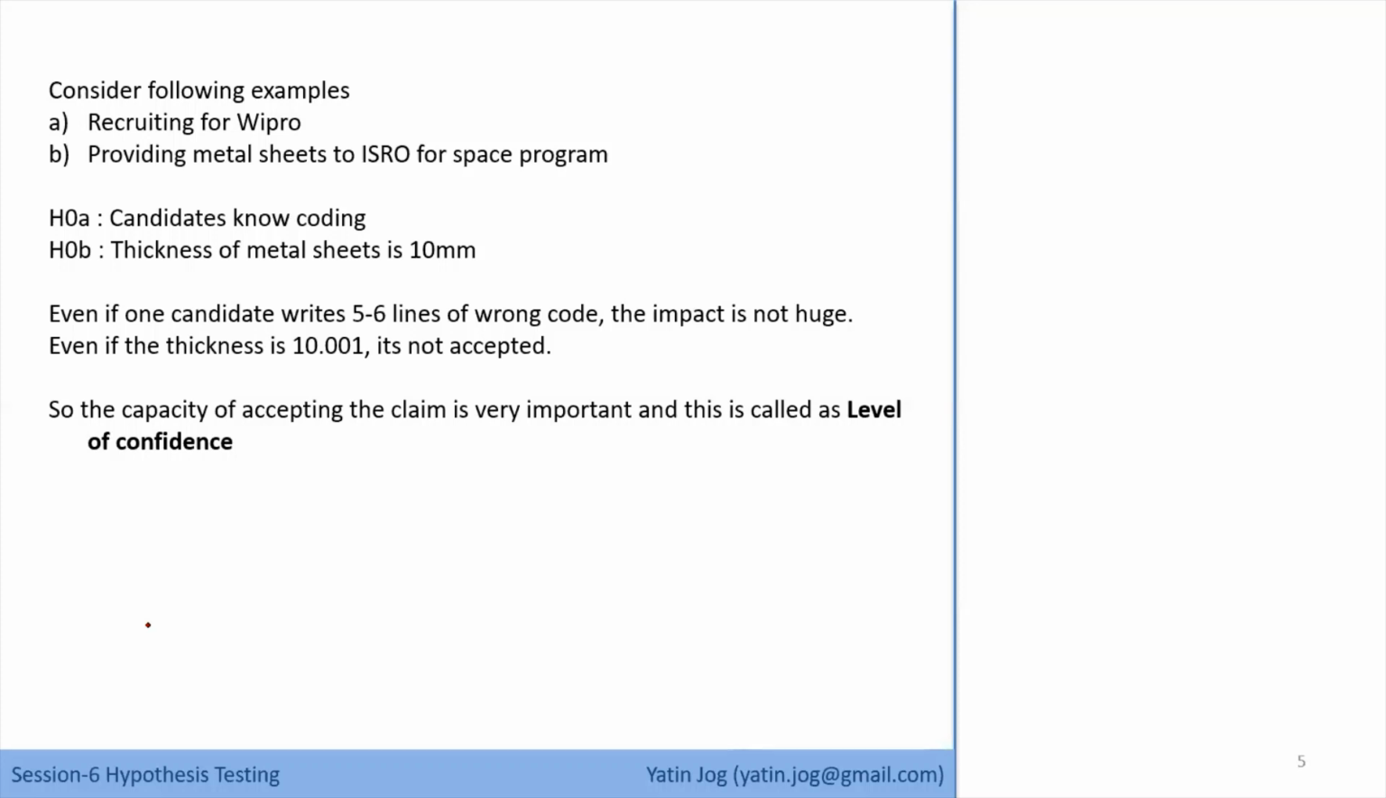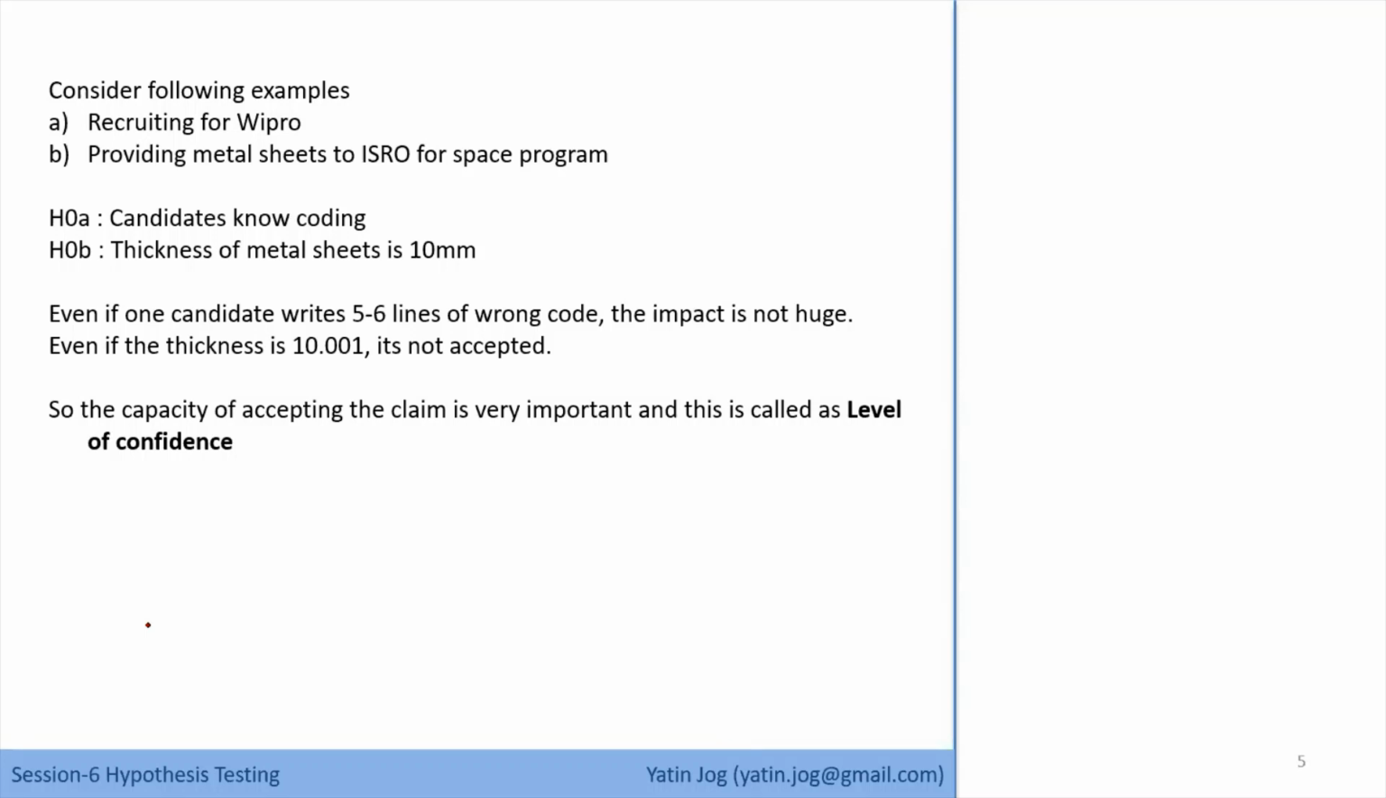So that is the difference between level of confidence, and that is the meaning of confidence level. So what is confidence level? It is the capacity of accepting the claim with some error in it, or I can say it is a risk appetite. It is nothing else but a risk appetite. So that is called the level of confidence.